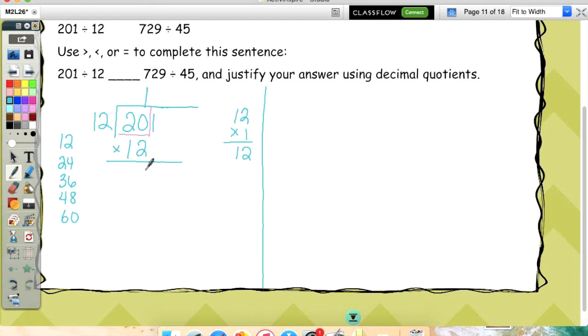Oh, I didn't go high enough. 60, 72, 84, 96. Okay. So now I'm looking for a number closest to 81. Which one is it? Has to be 72 because we can't go above, right? So 72, 1, 2, 3, 4, 5, 6. So 12 times 6 is 72. Where do I write my 6? Above the 1. And I write my 72 here.